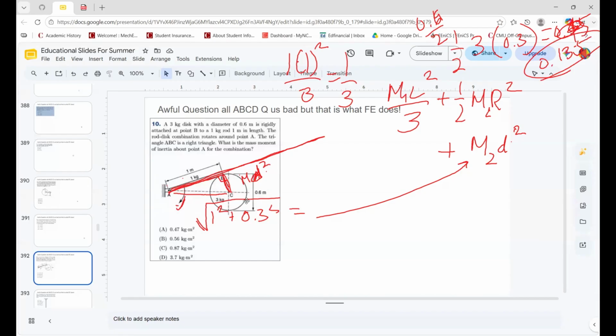Anyways, it's going to be plus the mass, which is 3, multiplied by the square root of 1 square plus 0.3 square. No, I need to square that. And it's about 3.3. All right, it's about 3.27, and you add that to here and add that to here. So you get 3.27 multiplied by 0.135, plus 0.125, plus 1 divided by 3 equals 3.73. Okay, it's D. You just have to add all those up. You get D.